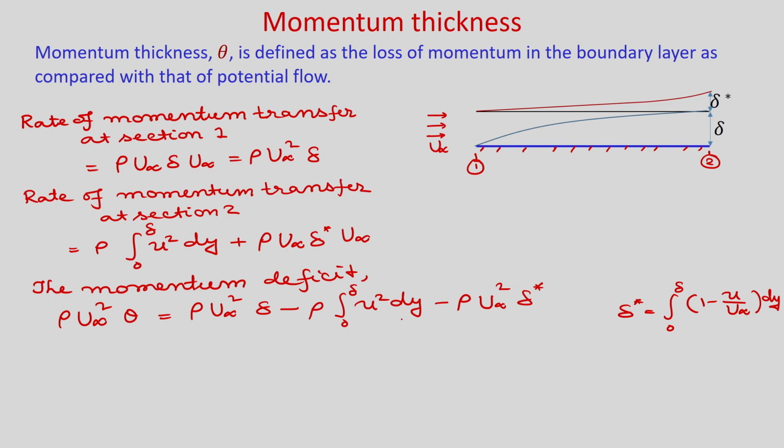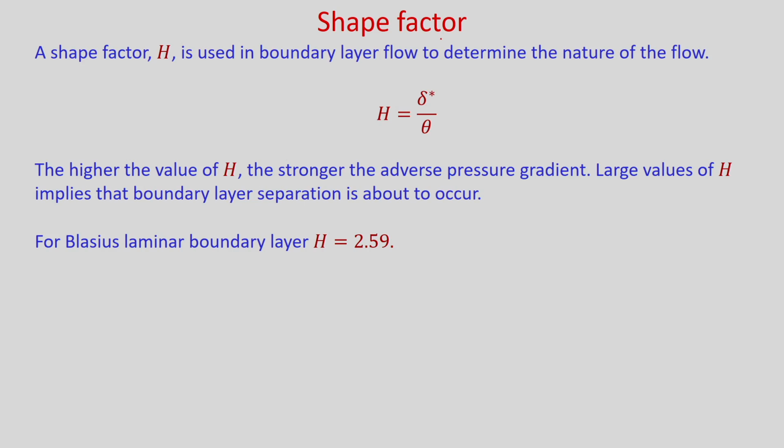Okay. And delta star we have already represented as integral 0 to delta of 1 minus u by u infinity dy. So, if you simplify it and divide by rho u infinity square, then we can write theta as integral 0 to delta of u by u infinity times 1 minus u by u infinity dy. So, now we will define the shape factor. A shape factor H is used in boundary layer flow to determine the nature of the flow. So, it is represented as H is equal to delta star, the displacement thickness, divided by theta, the momentum thickness.